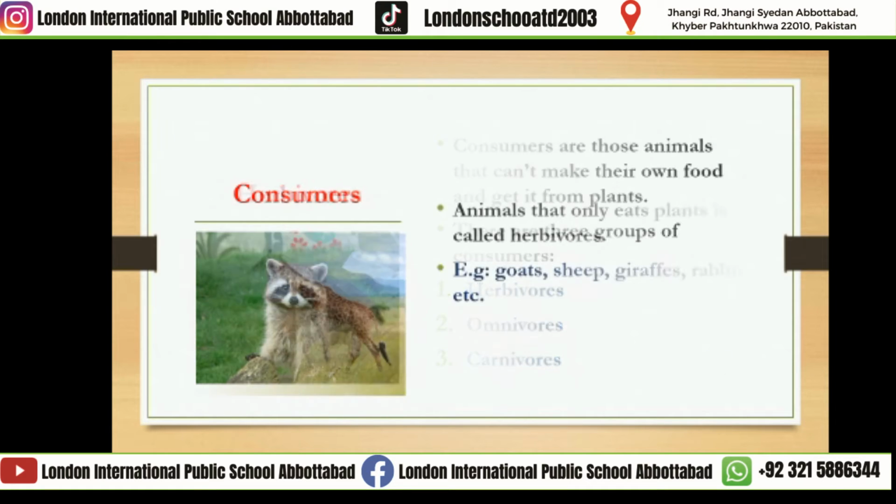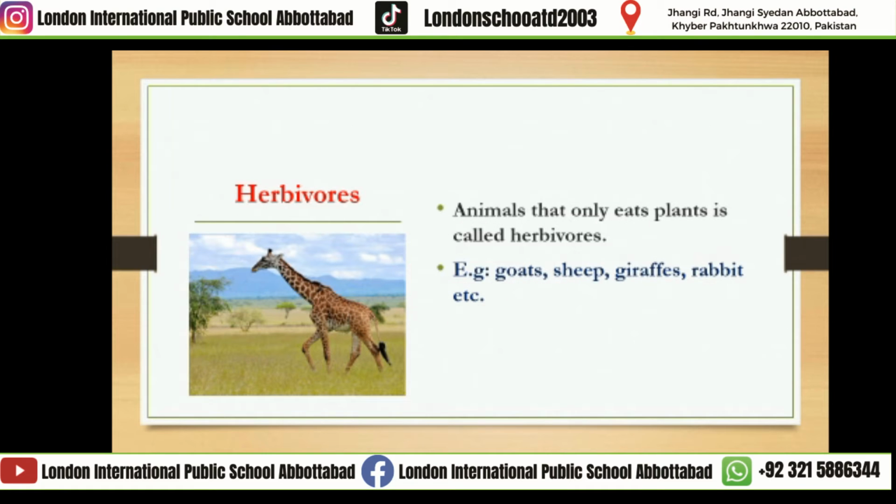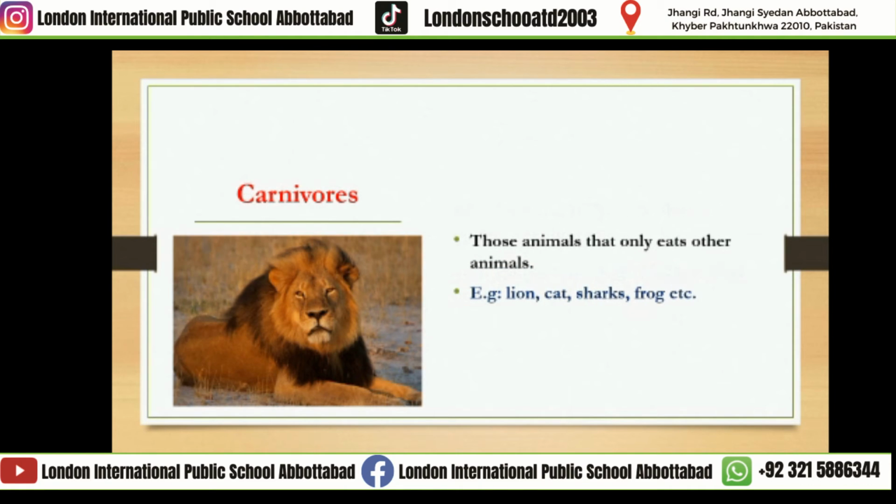So first is herbivores. So what are herbivores? Herbivores are those animals that only eat plants, okay, called herbivores, okay, who eat only and only plants. For example, goats, sheep, giraffes, rabbits, etc. all are herbivores.